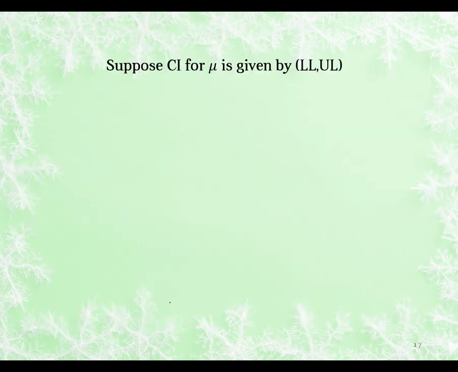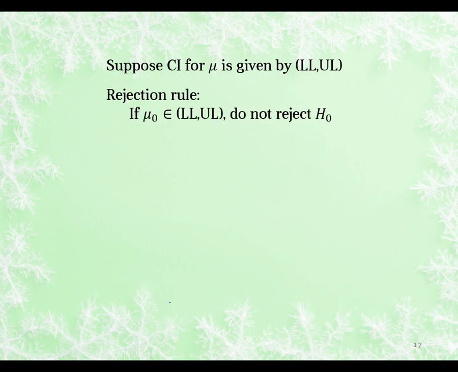Now, let's say we give you a confidence interval for the mean. So we just denoted it here by LL and UL. Then our rejection rule would be, if my hypothesized value is in the interval, we don't reject the null. We just saw that when we wrote the previous statements. But if my hypothesized value is outside of that interval, then we'd reject the null hypothesis.